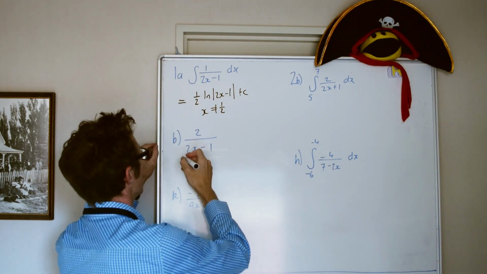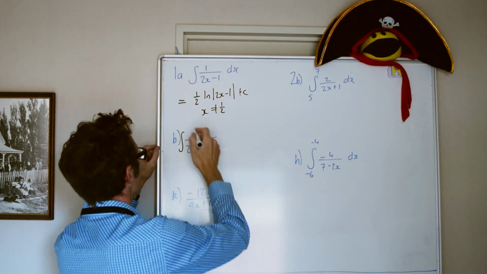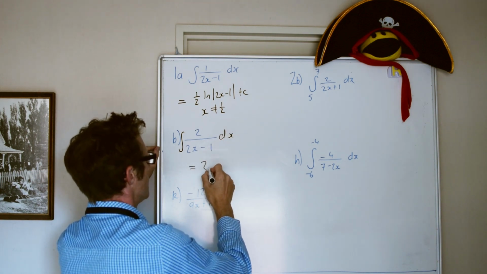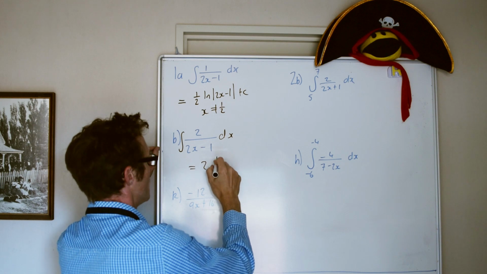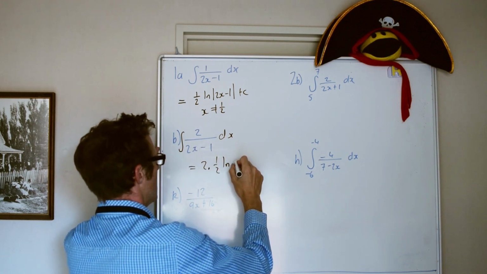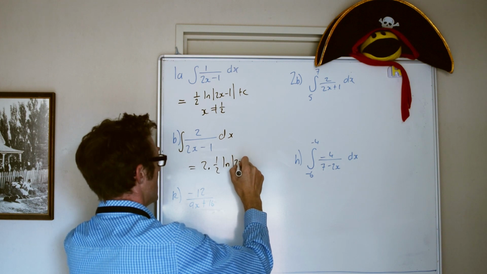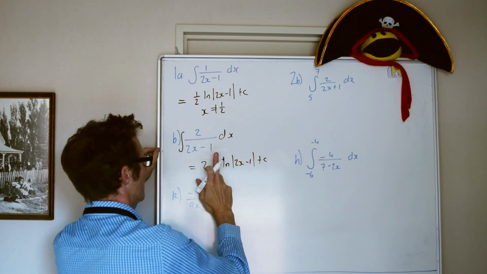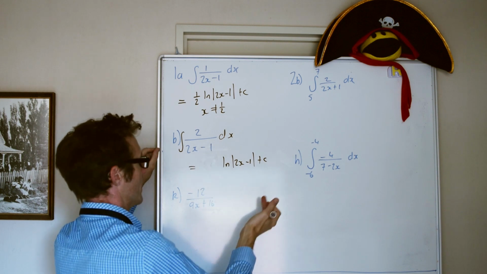We'll try this one here. Should have my integral sign in here. So this will be 2 multiplied, the 2 from here, multiplied by 1/2. This is our a here, ln modulus 2x minus 1 plus c. 2 times 1/2 is simply 1, so that's our final answer here.